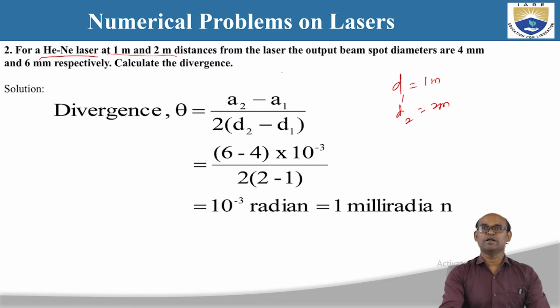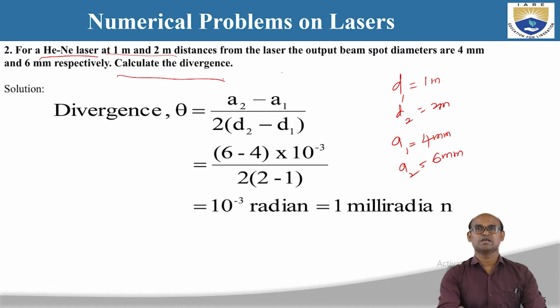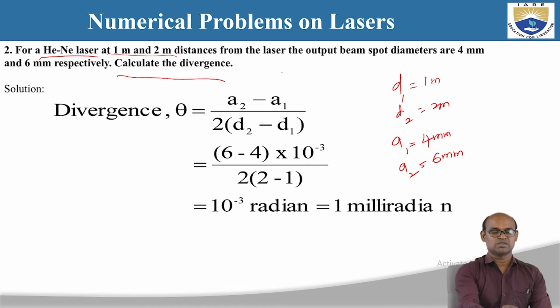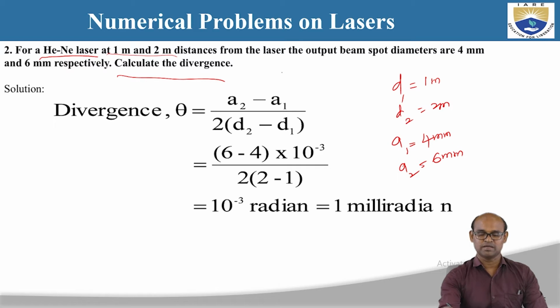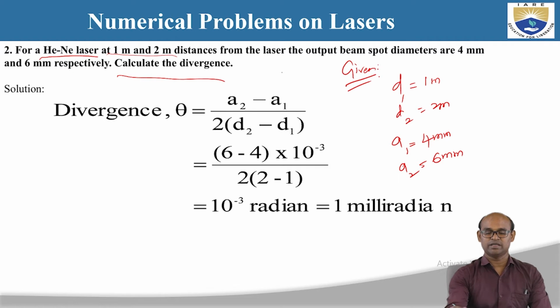They have given diameter A1, which is 4 millimeters, and diameter A2, which is 6 millimeters. Calculate the divergence. For the helium neon laser, they are asking us to calculate the divergence of the laser beam given at two different distances, 1 meter and 2 meters. At 1 meter you have one diameter, at 2 meters you have another diameter. So these are the given data: D1 and D2 are distances, and these are the diameters.